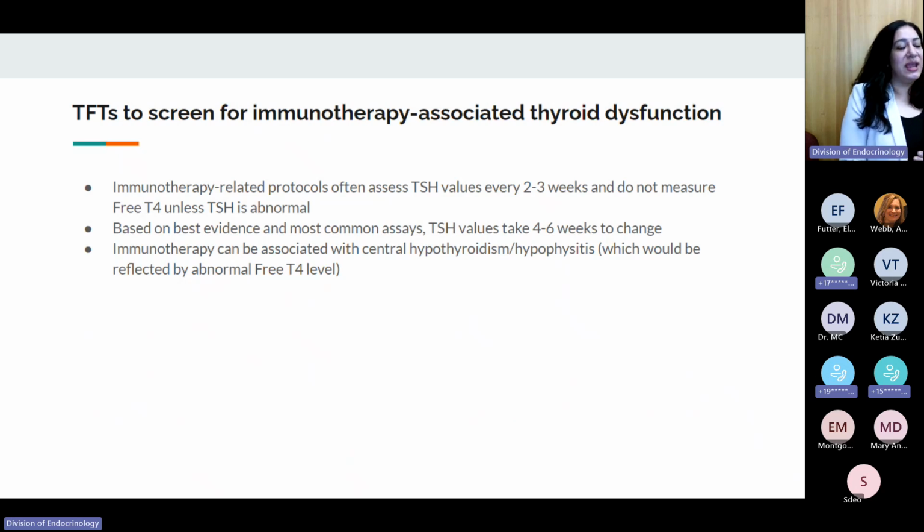And immunotherapy can also be associated with central hypothyroidism or hypophysitis, not just primary hypothyroidism. That would be reflected by a free T4, which is not often the first test that's ordered. It's only ordered if the TSH is abnormal in these cases a lot of times.